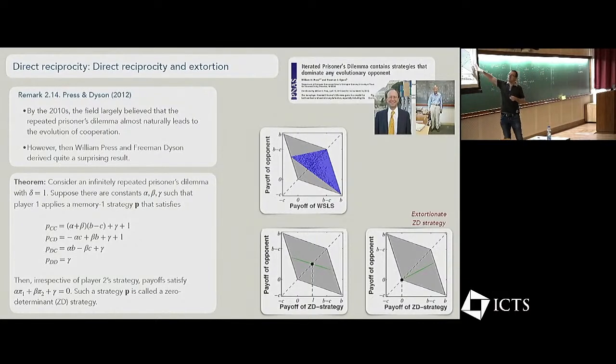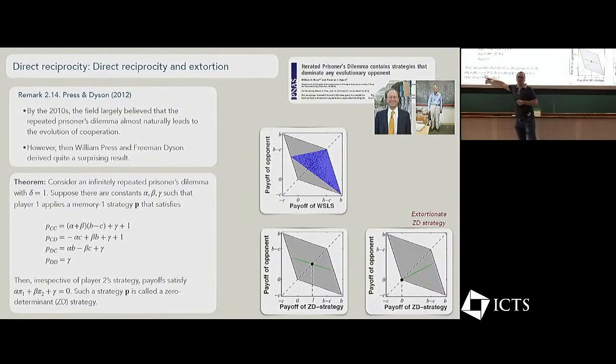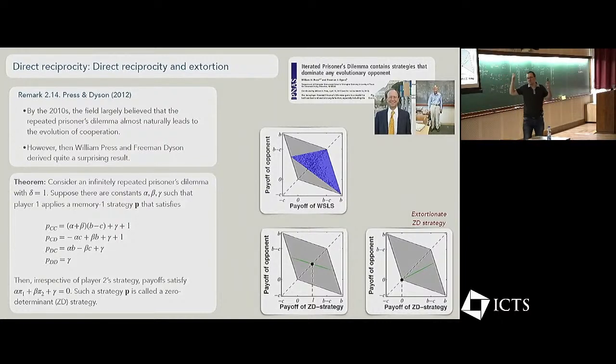And the interesting thing that you can note is, who can control this line? It's completely you. The only thing that you need to do is find alphas, betas, and gammas such that you like this line. And I guess what Press and Dyson showed also is that you can find such numbers. And I guess this was really a huge surprise, because the repeated Prisoner's Dilemma was kind of a metaphor for mutual cooperation, like whatever you do, in the end everyone mutually cooperates. So this is pretty much the opposite of mutual cooperation.